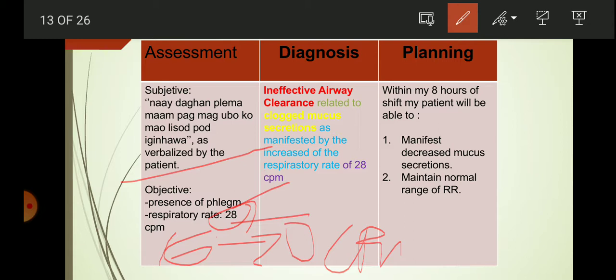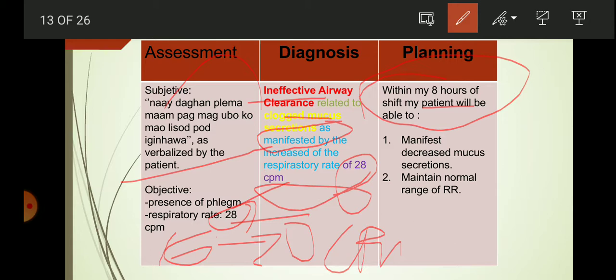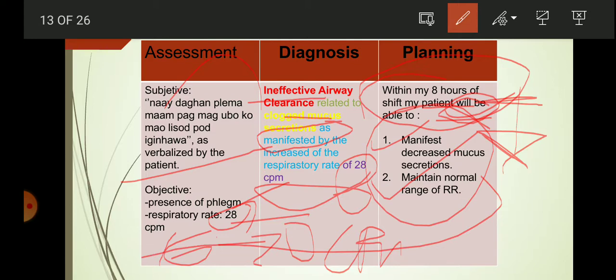So your possible diagnosis for that, based on the assessment you've gathered, is ineffective airway clearance related to clogged mucous secretion as manifested by the increase of the respiratory rate of 28 cpm. Okay? Manifested because I am using the objective sign. Sa planning naman nimo, within my 8 hours of shift, ganito yung format, guys. So don't forget it. Write it down sa inyong notebook so that you can actually recall this lecture every time you want. So within my 8 hours of shift, my patient will be able to, so this is your connecting word, okay? Will be able to manifest decrease mucous secretion, maintain normal range of respiratory rate. So that's your planning. That was also based on your subjective. But of course, you don't need to worry, as what I've said a while ago, because your planning steps are actually written in your NANDA.